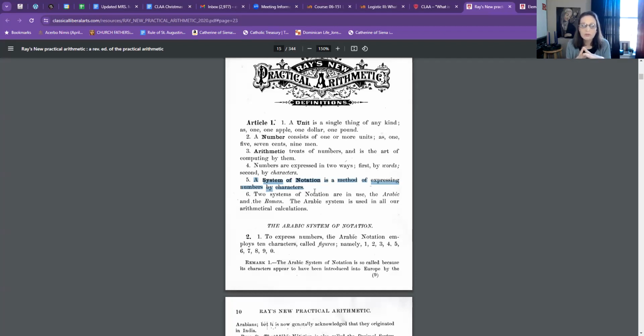There's another system called the Roman system, which you're going to learn too. And you've probably seen this a lot. You'll see this in dates, especially in churches. You'll see the dates used in the Roman system. But we're going to learn about the Arabic system. In this course, we're going to learn about the Arabic system of notation. Okay? So that's what we're going to do for arithmetic today.